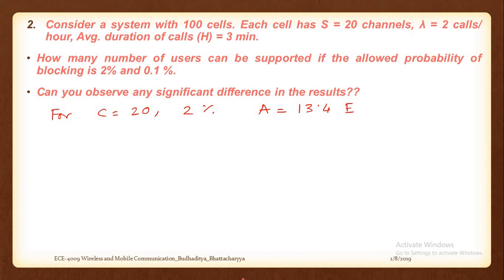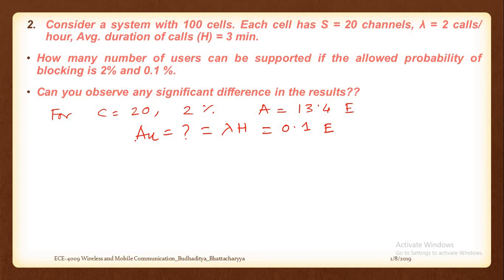So just find out what is capital AU, which is nothing but lambda multiplied by H. Change to the respective units, because one is in minutes and the other one is in hours, so you change it accordingly, and this will come around 0.1 Erlang. Change it to a single unit. One is given as 2 calls per hour and the other is in minutes, so you can convert that into minutes. So this is your AU.